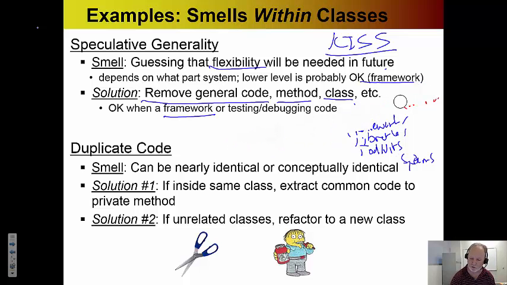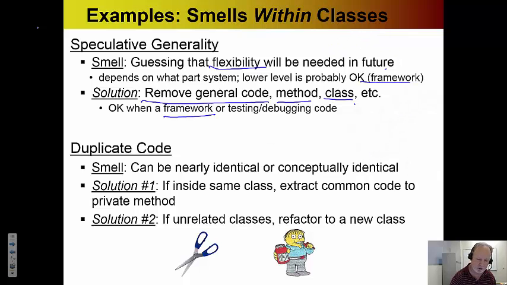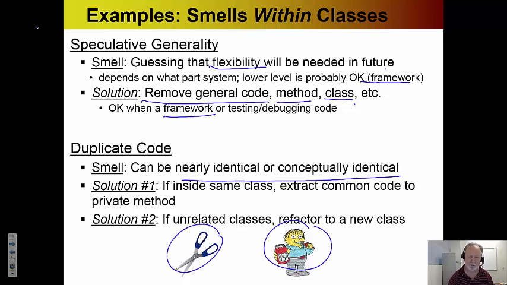All right. Another one. Let's be a little bit more concrete. That was a pretty abstract discussion, I know. Another one is duplicate code. Right. The smell is nearly identical or conceptually identical code. Well, how does duplicate code really happen? Well, folks often find the fastest thing to do is to cut and paste.